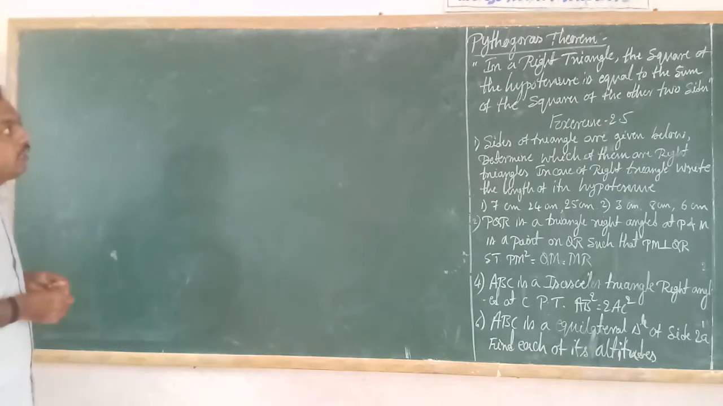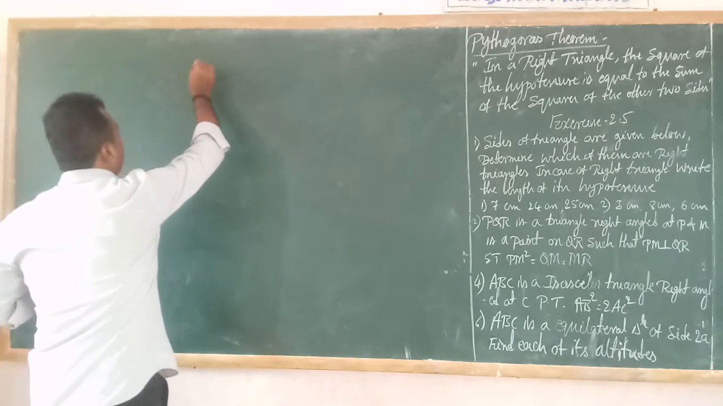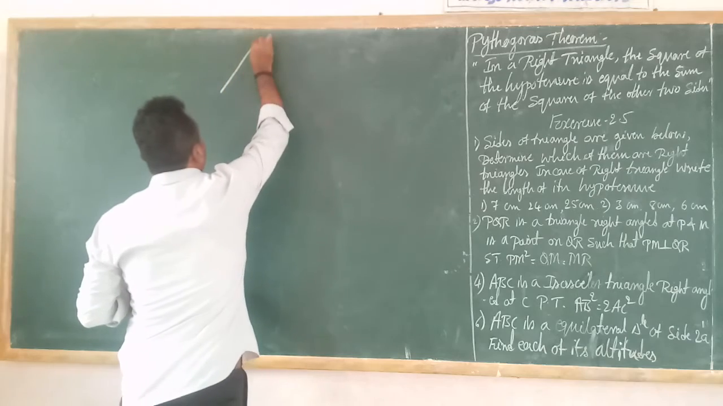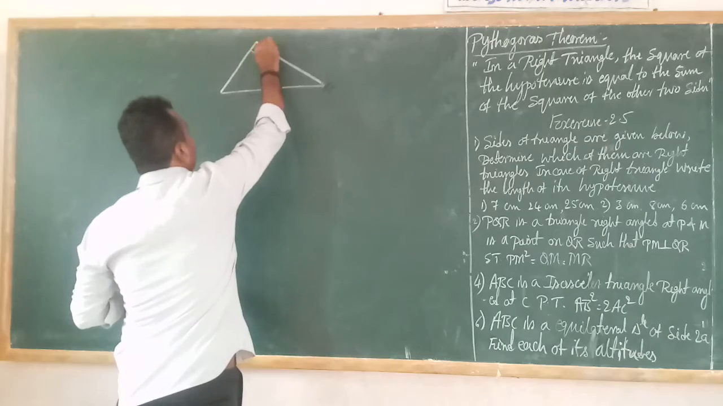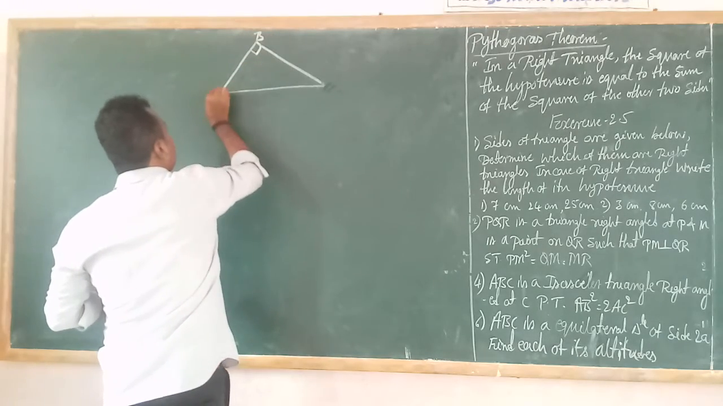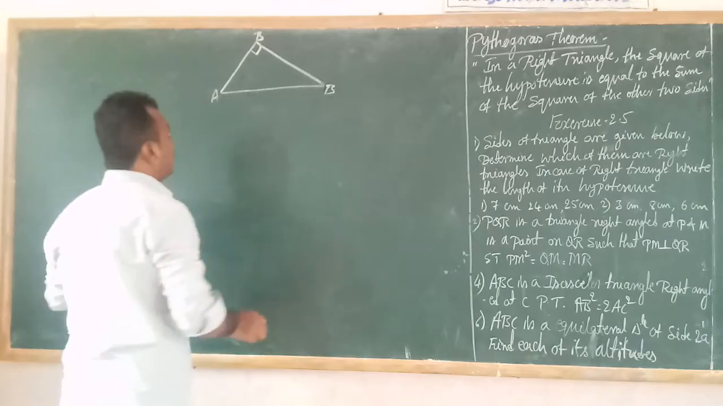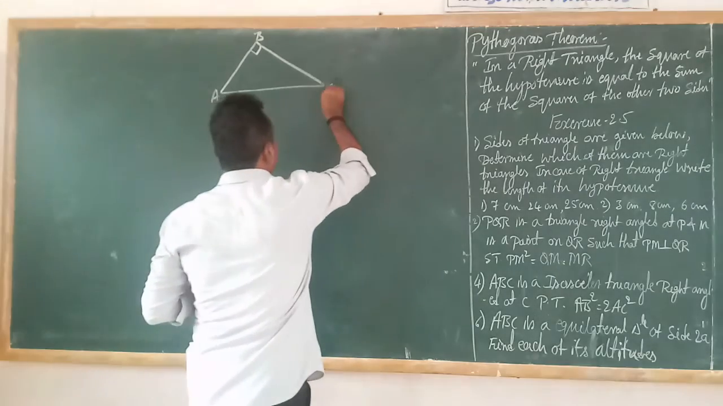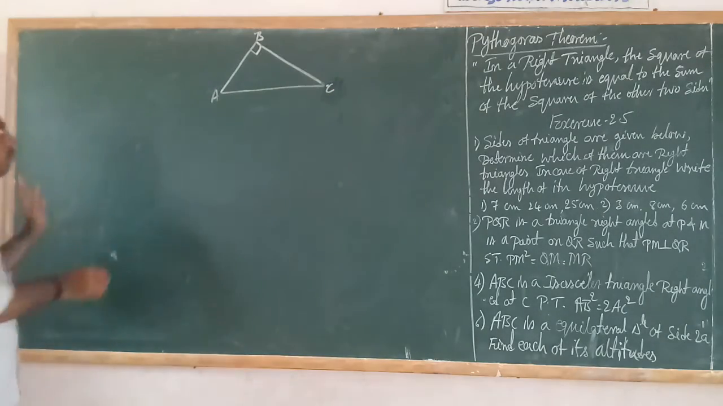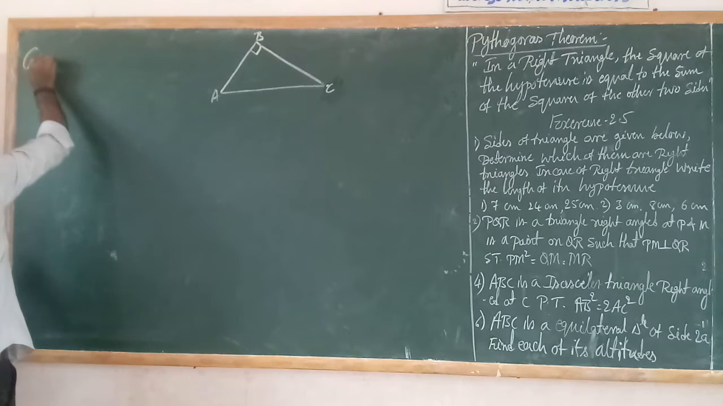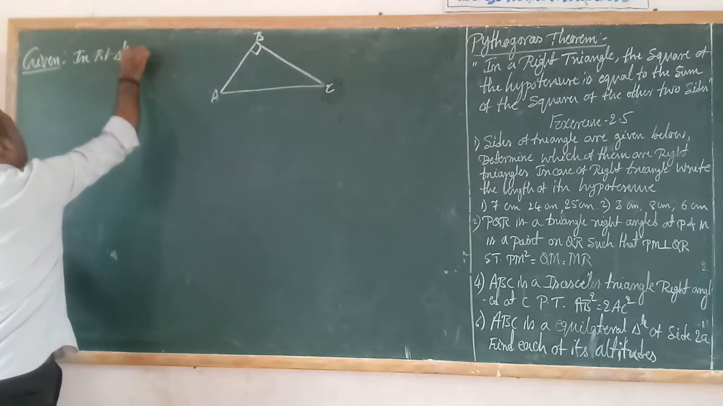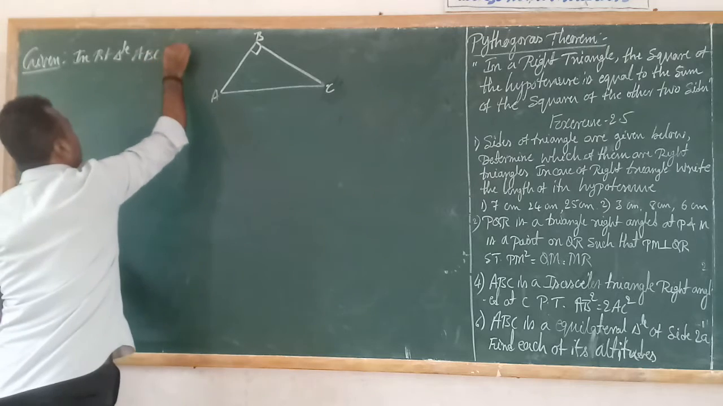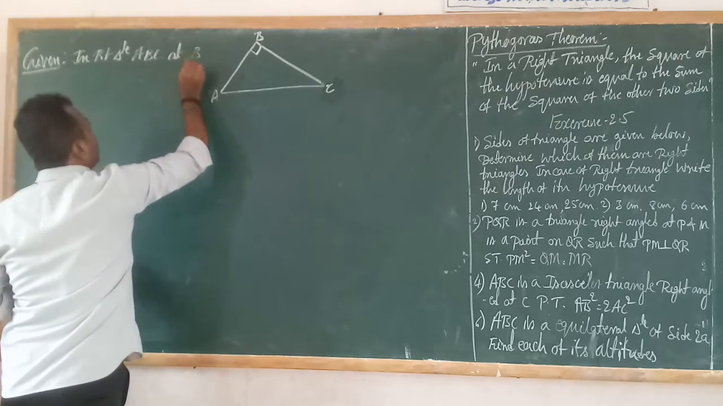So in a right triangle, first we have to draw a right triangle. I will draw one. This is right triangle ABC, right angled at B. This is C. This is the diagram. Given: in right triangle ABC, right angle at B.